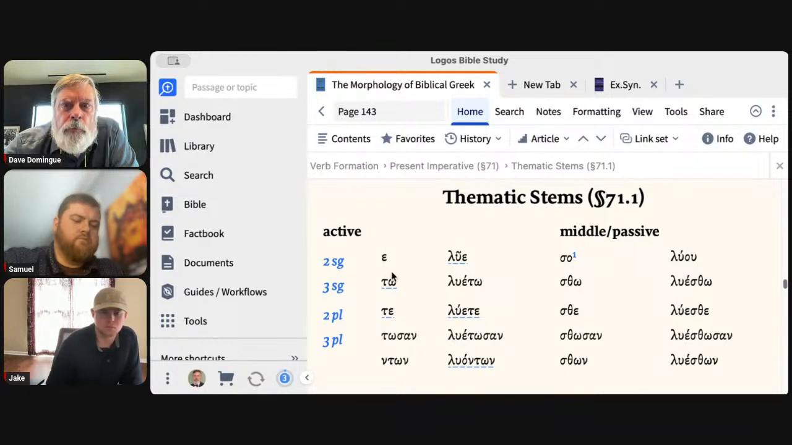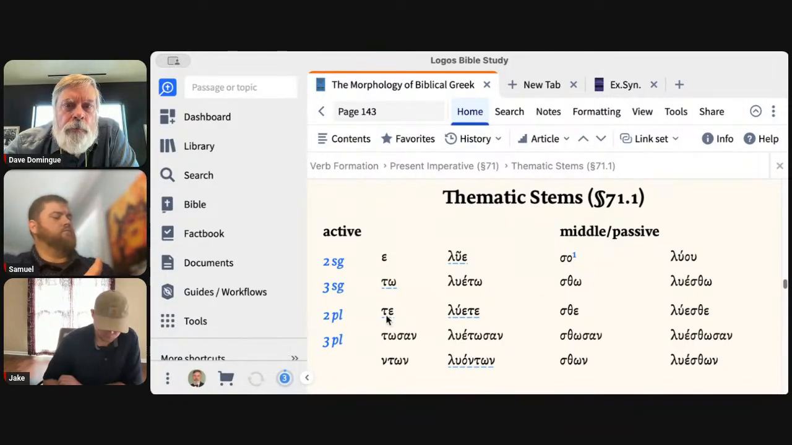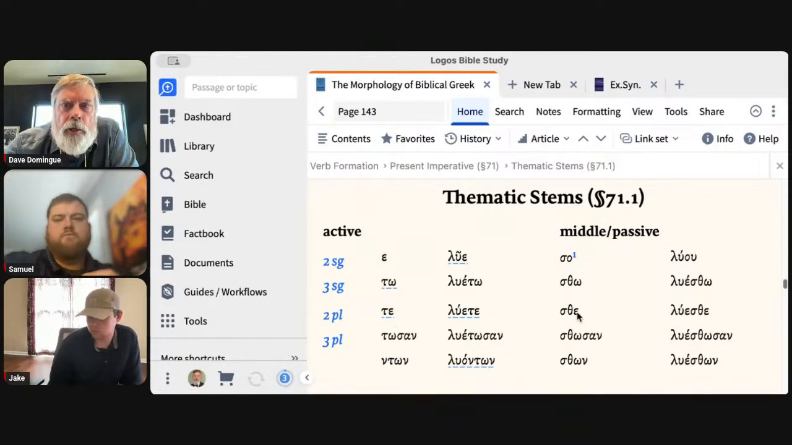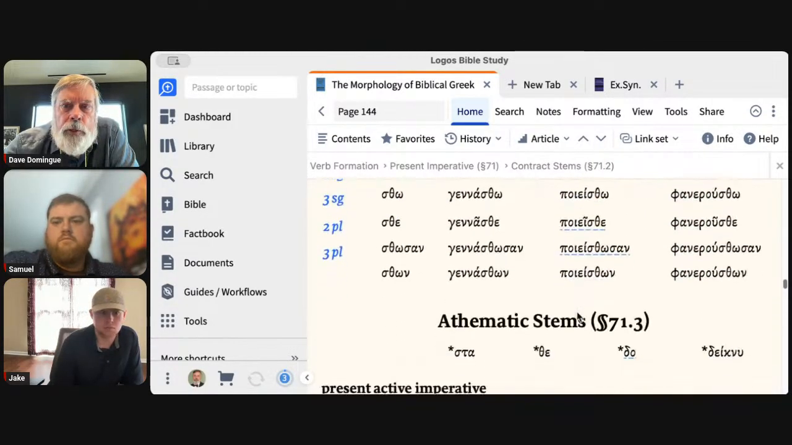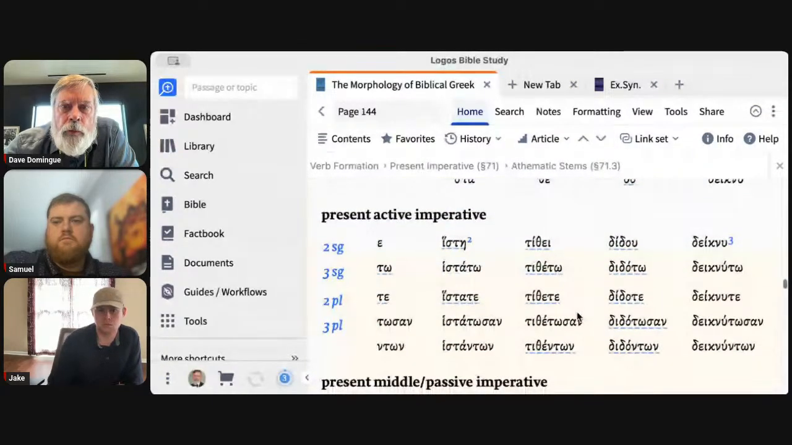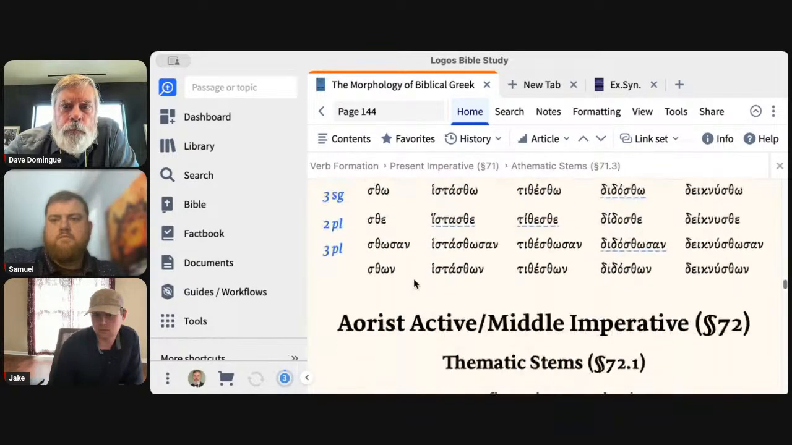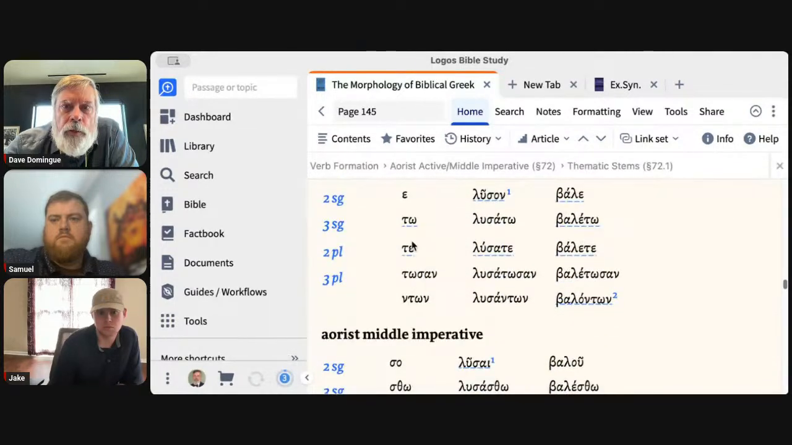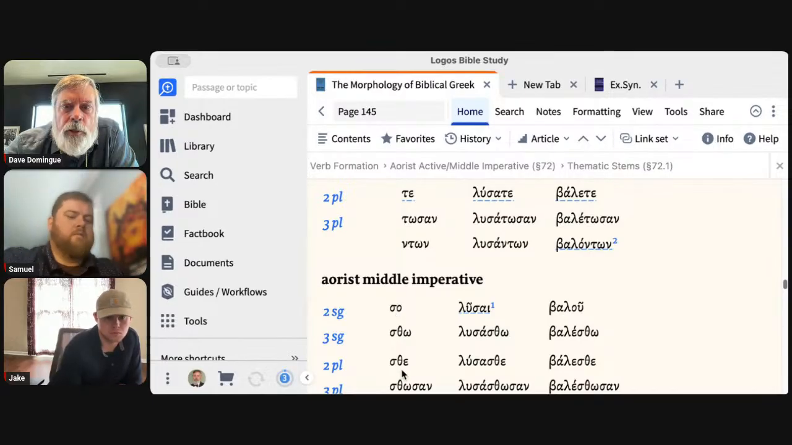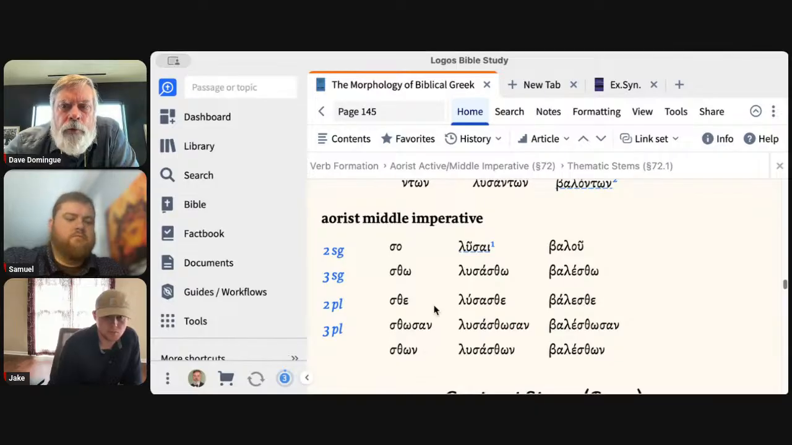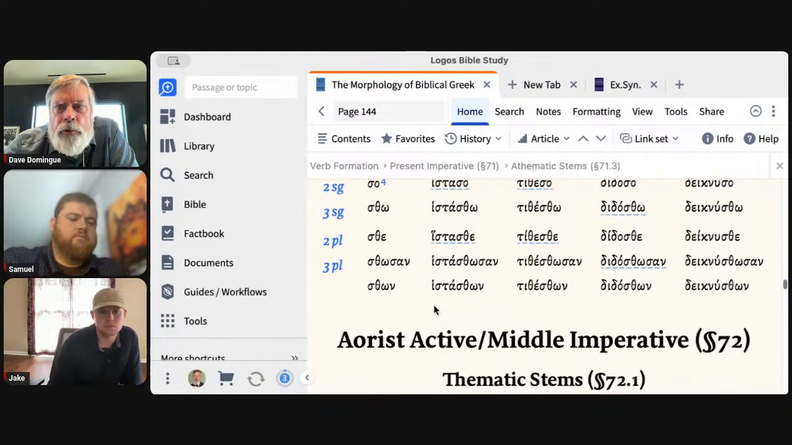So I'll go through the others in a minute. You see the second person plural, tau epsilon, sigma theta epsilon. And if we skip contract stems and go down, same thing, epsilon, tau epsilon, and then we get to the aorist. Epsilon and tau epsilon, and in the middle, sigma omicron and sigma theta epsilon for the middle imperative. I don't know if that helped or not. I thought it was interesting when I was looking at it this morning.